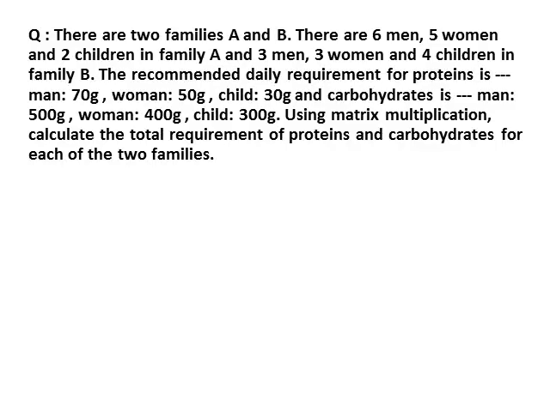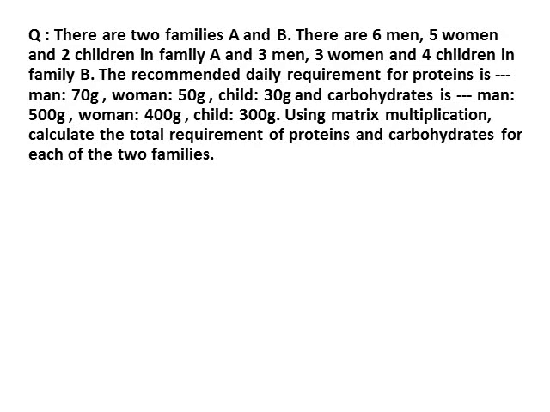Students, now we shall discuss one question based on the formulation of word problems in the matrix form and then solving it using properties of matrices. Read the statement carefully and collect the information. In this question we have two families A and B. In family A we have 6 men, 5 women and 2 children. In family B we have 3 men, 3 women and 4 children.